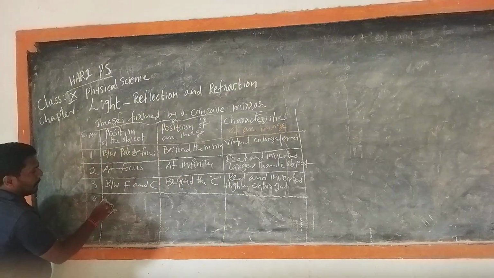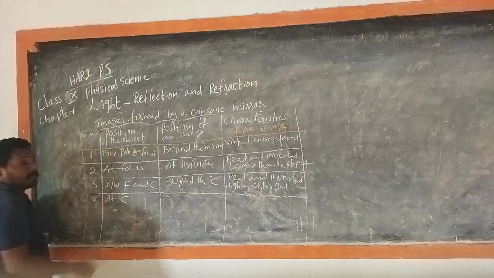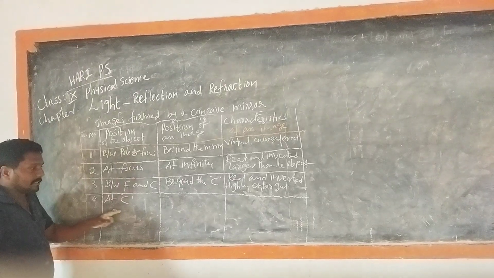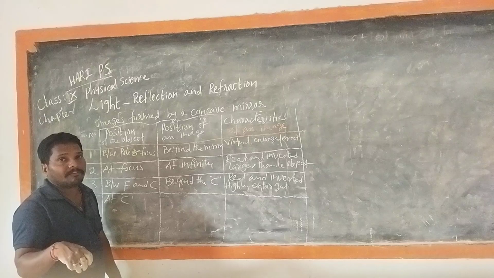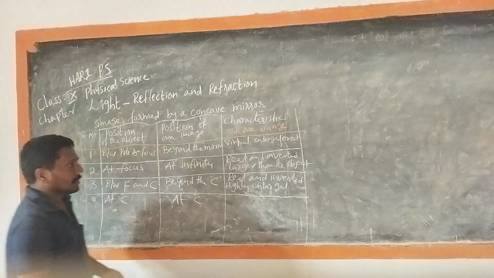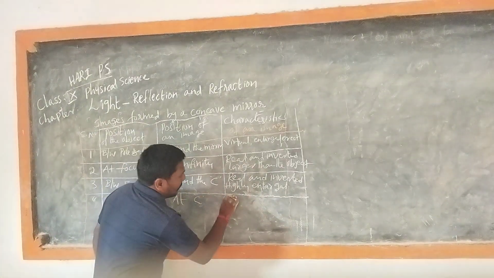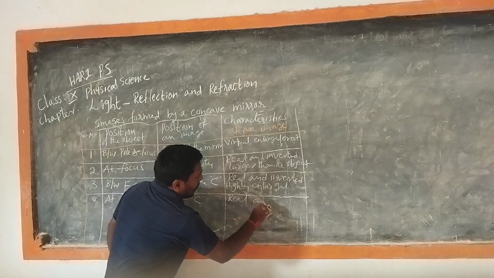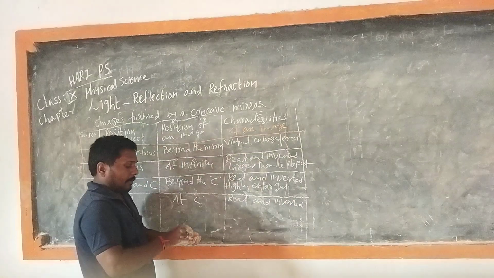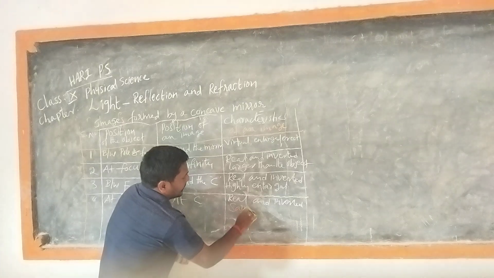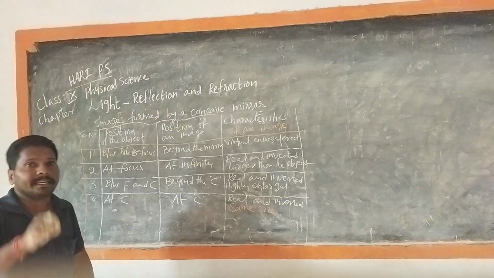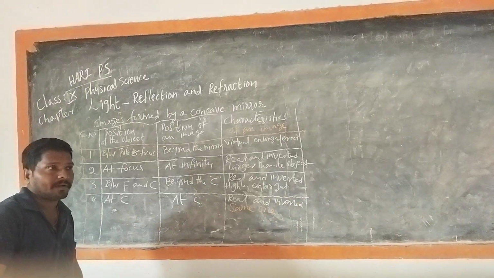Then the next one, at C. C means center of curvature. If the object is at the center of curvature, where is the image formed? At C. Then what about the characteristics? As usual, real and inverted, same size. The same size image is formed at the center of curvature.